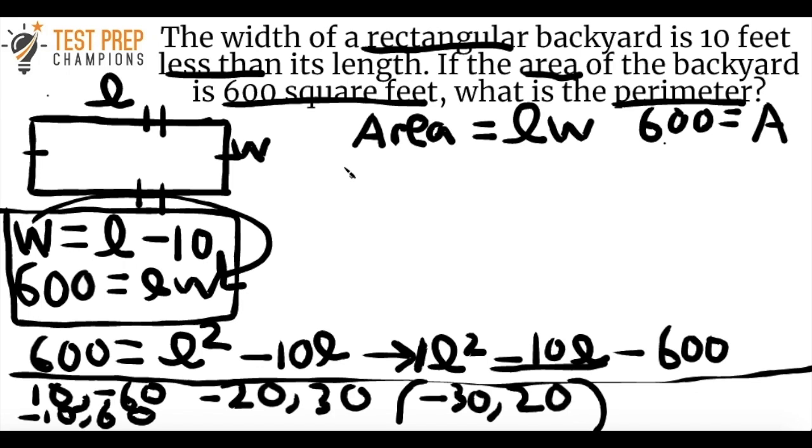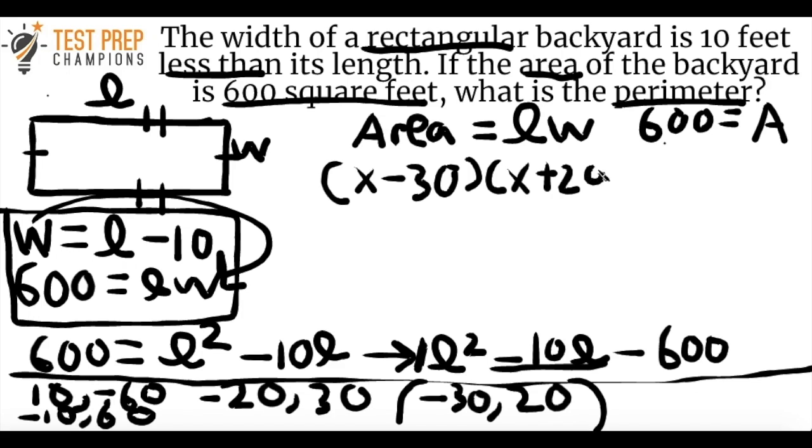So what we're going to do now is write this as x minus 30 times x plus 20. Again, what we're doing here is factoring the quadratic equation. We saw that we have L squared minus 10L minus 600, and we had to find two numbers that multiplied together to give us negative 600 but added together to give us negative 10. We found negative 30 and 20. So we write this as x minus 30 and x plus 20, and we want to solve each of these for x. We set them equal to 0.